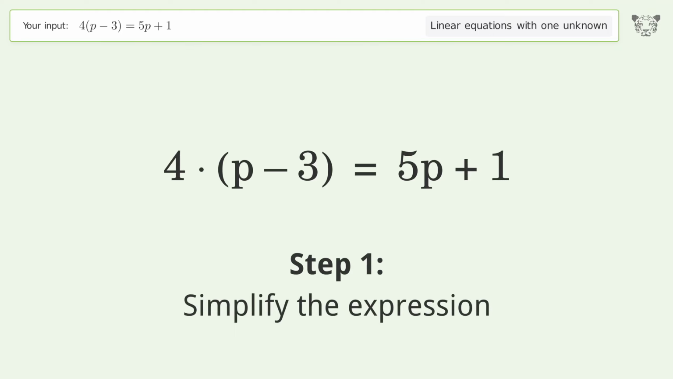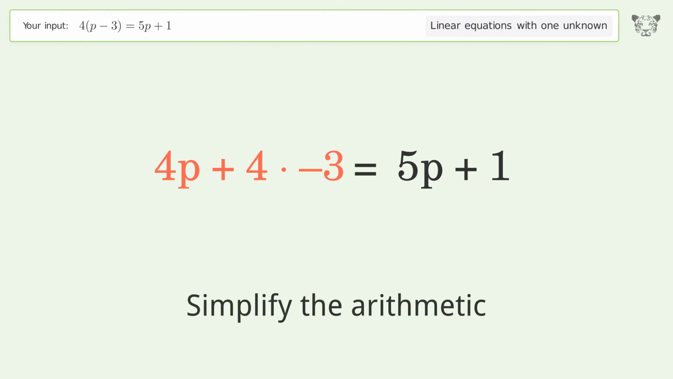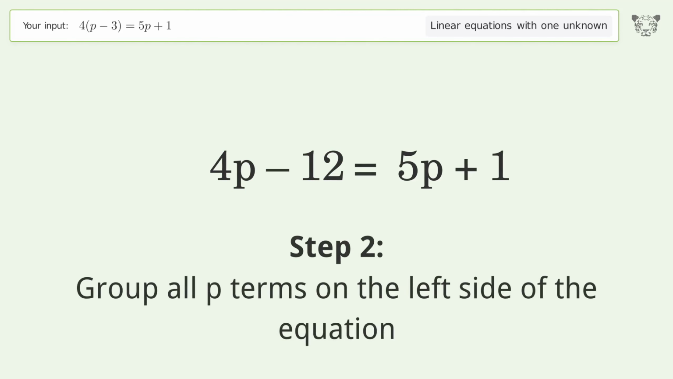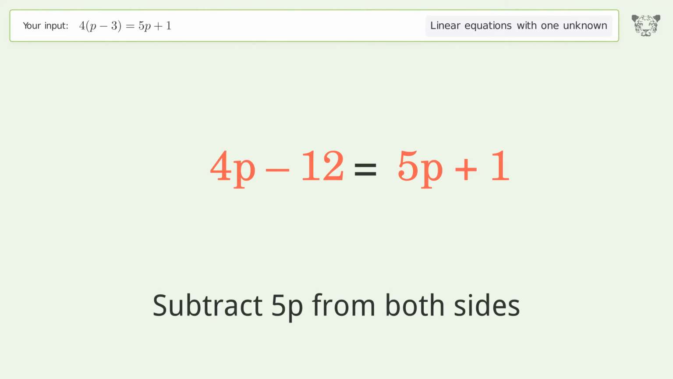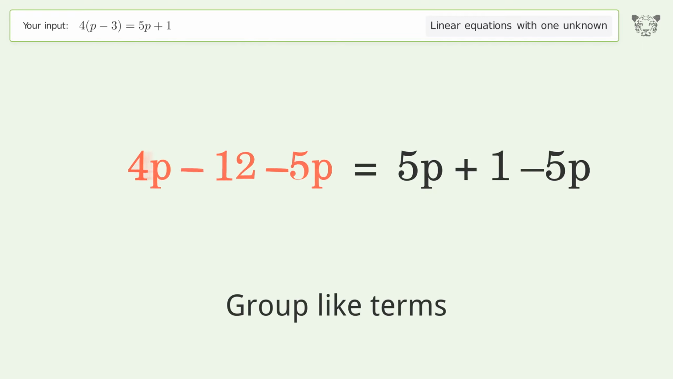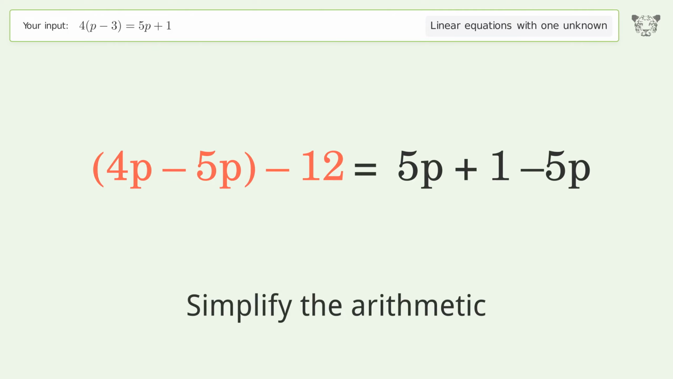Simplify the expression. Expand the parentheses. Simplify the arithmetic. Group all p terms on the left side of the equation. Subtract 5p from both sides. Group like terms. Simplify the arithmetic.